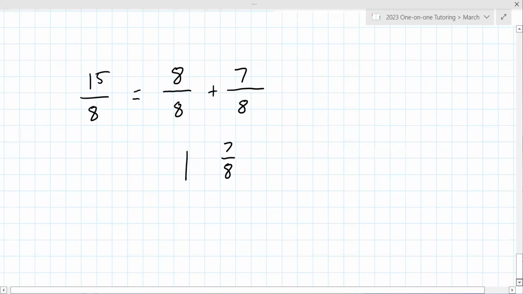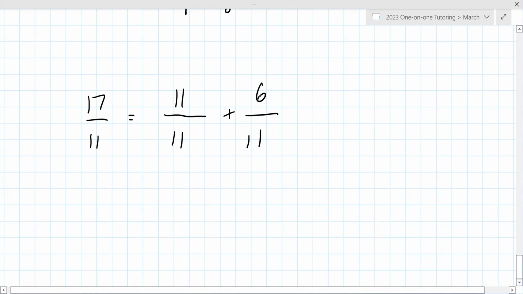So here's a new problem for you. Let's say it's 17/11. You put 11 here and 11 here. On the top, you put 11 again, and then you ask yourself, 17 is 11 plus what? 6. So this becomes 1 and 6/11. Do you see that? Okay, let's have you try another one here.